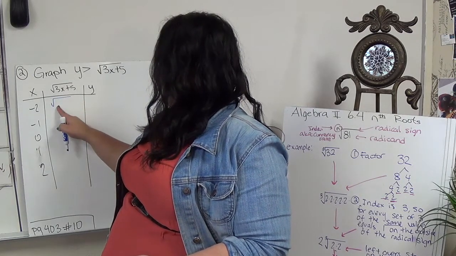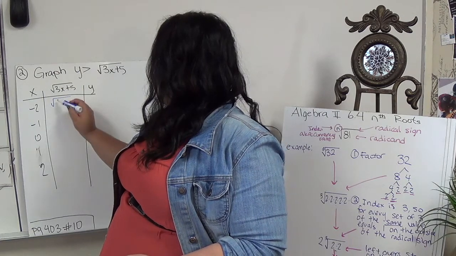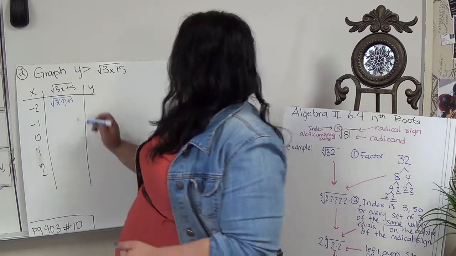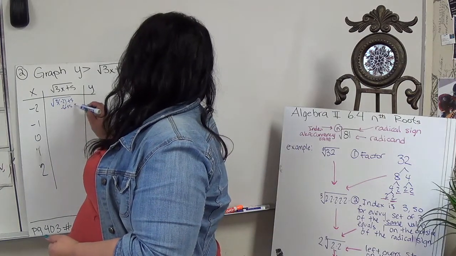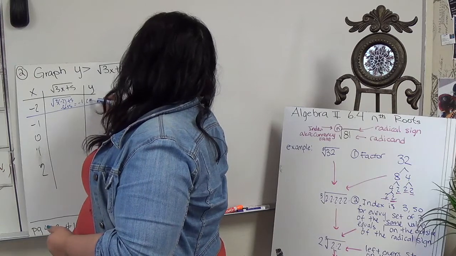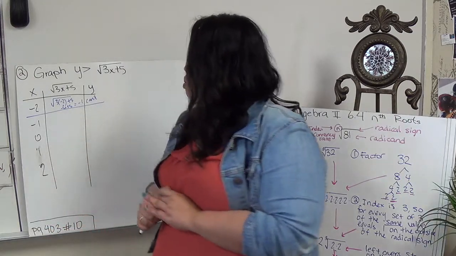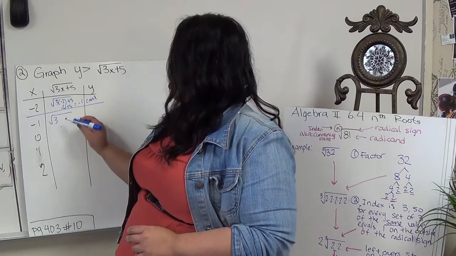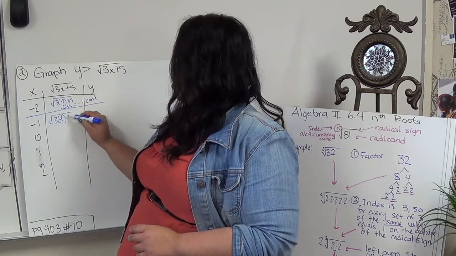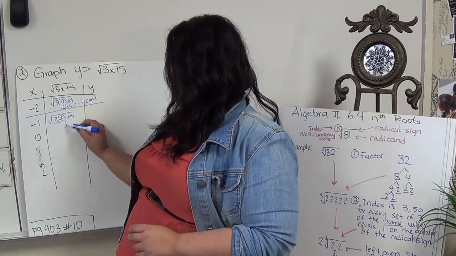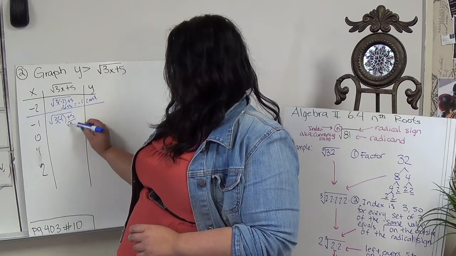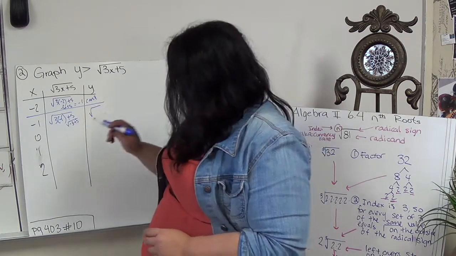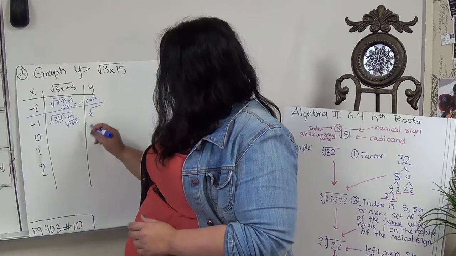No, I can't do that, because that gives me 3 times negative 2 is negative 6 plus 5, which is negative 1. So I can't do that. But I can do negative 1, yes. So square root of 3 times negative 1 plus 5 would be square root of negative 3 plus 5, which would be square root of 2.